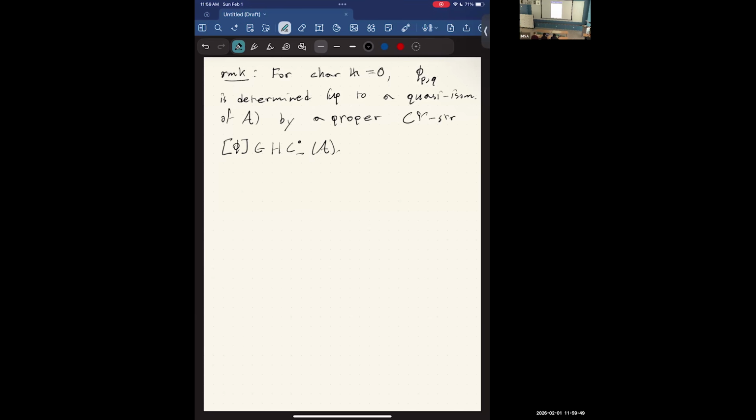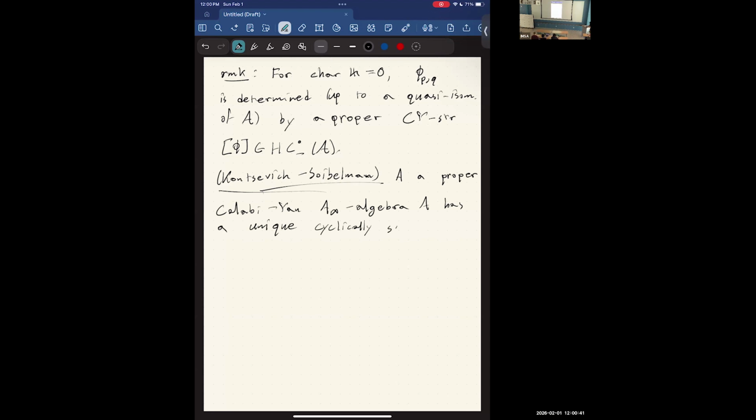And so when you see this, you should think of this result by Kontsevich-Soibelman, which says that in characteristic 0, maybe if we restrict to unfiltered A-infinity algebras with no curvature, the statement should be that a proper Calabi-Yau A-infinity algebra A has a unique cyclically symmetric inner product.